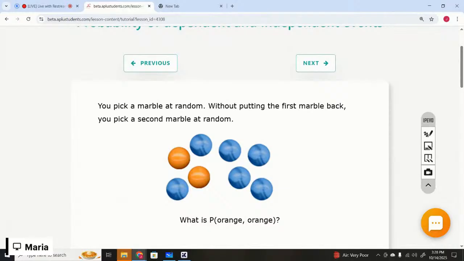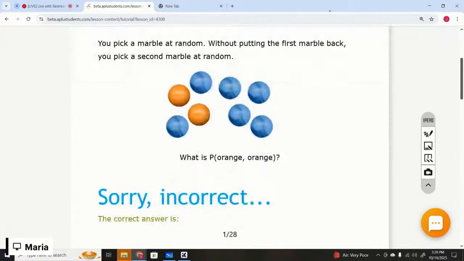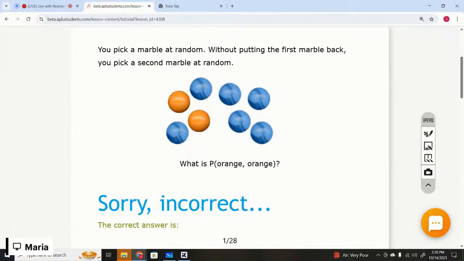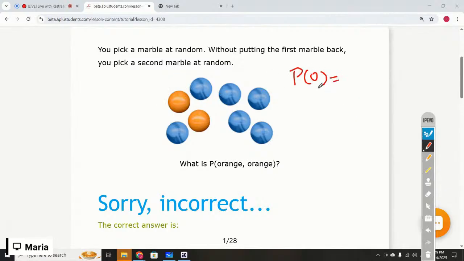You pick a marble at random. Without putting the first marble back, you pick a second marble at random. What is the probability of orange and orange? So, the first time you pick an orange marble, we have two orange marbles out of 1, 2, 3, 4, 5, 6, 7, 8. 2 out of 8 it is.